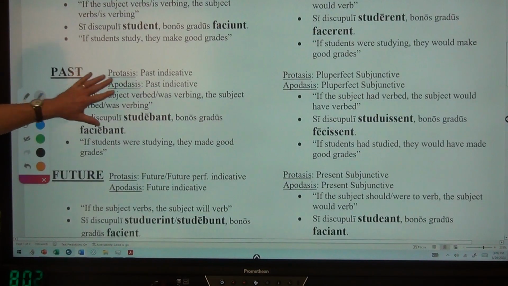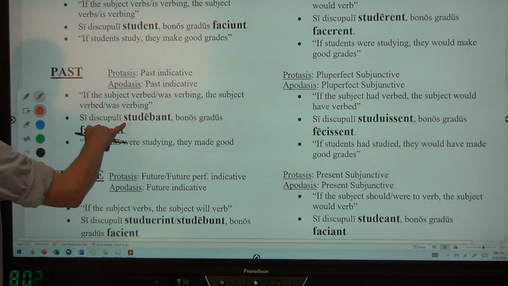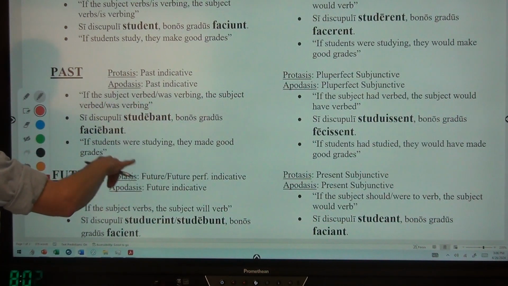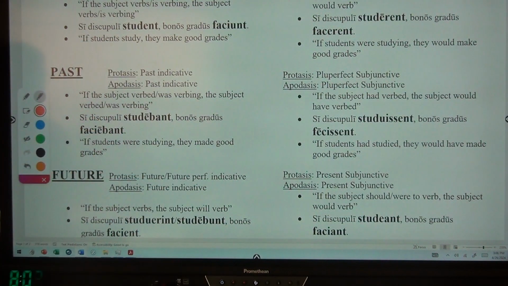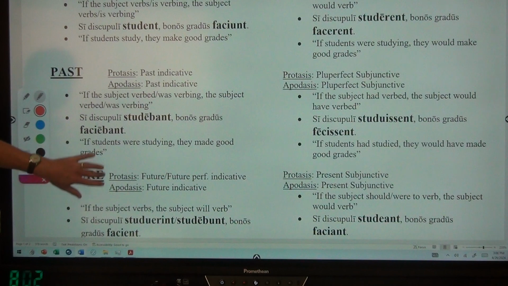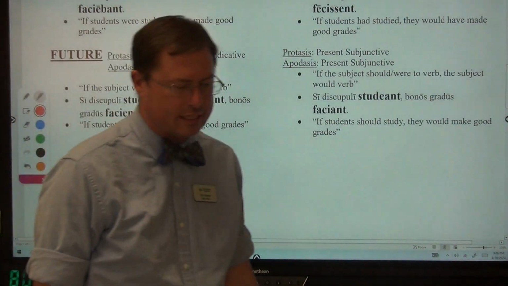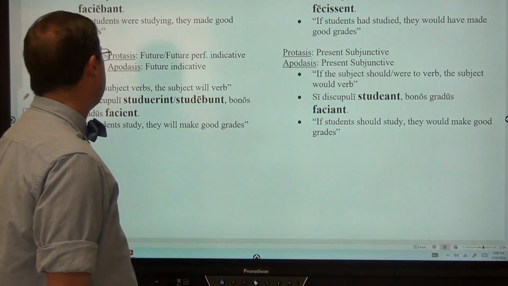Same exact thing for past real. If the students were studying, they were making good grades. If the students studied, they made good grades. If the students did study, they did make good grades. It is a real condition. Likewise, the future. Now, your second item that you're going to be putting in is apodosis, the main clause of a conditional.